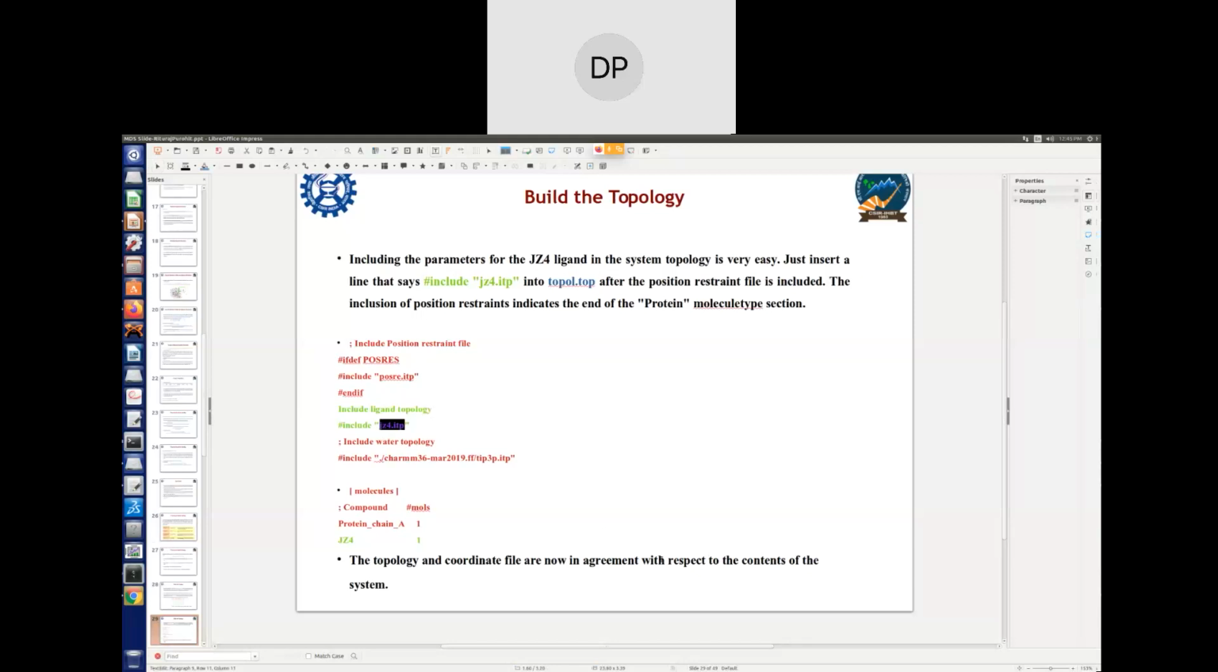The topology and the coordinate files are now in agreement with respect to the content of the system. Now we have the complete complex. So while doing the complex simulation, you need to process it this way. We have to run pdb2gmx, remove your ligand, get the topology from the external source, and join it, join the GRO file as well as the topology file.